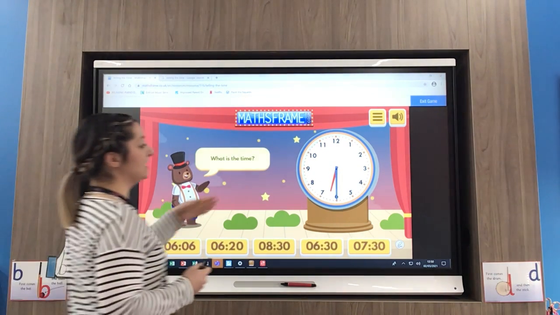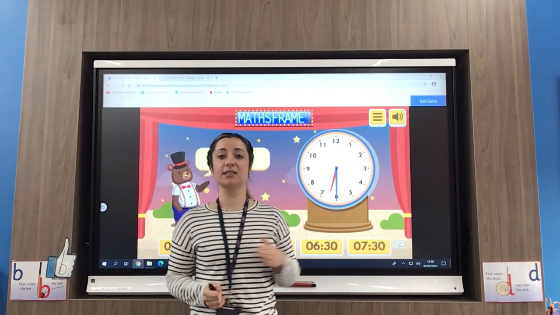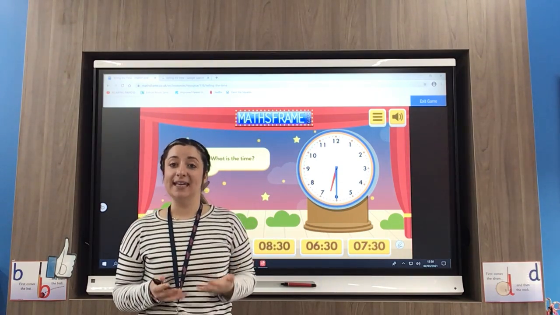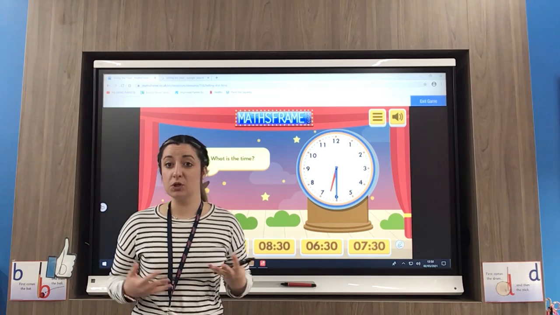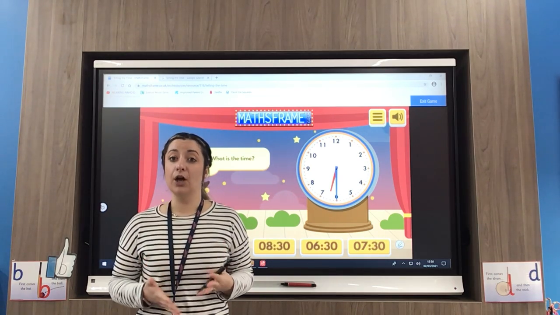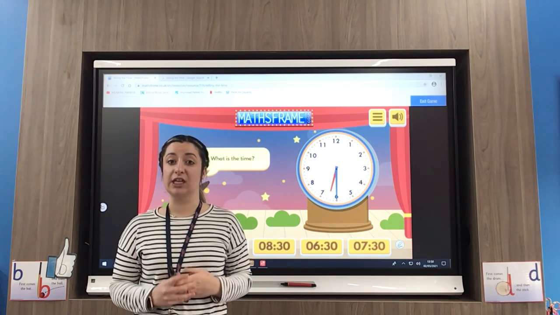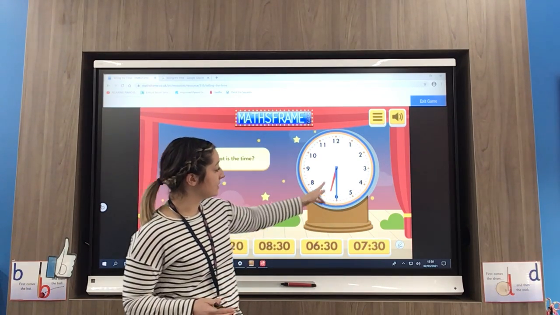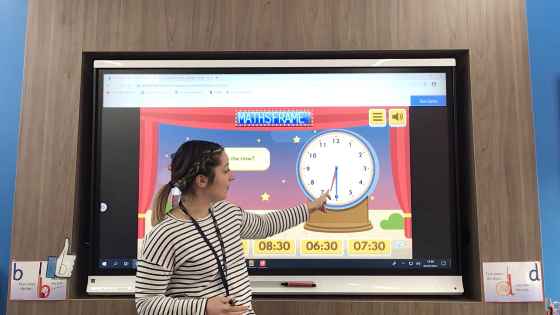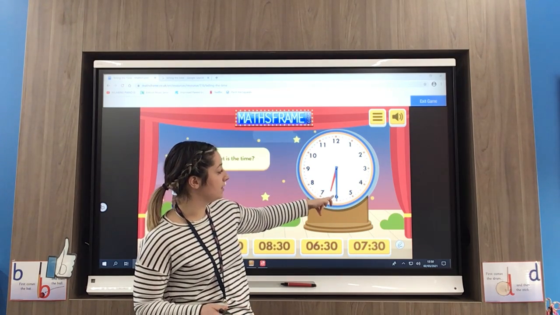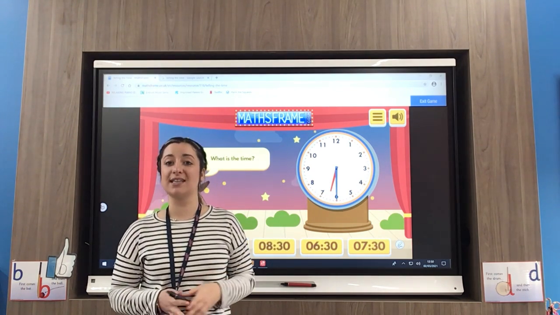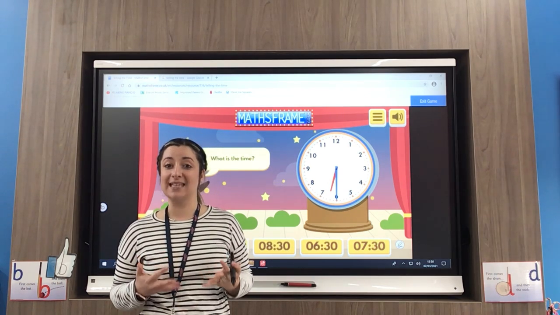Now when our minute hand is pointing right down to the 6, we don't actually need to be counting our 5-minute intervals because we know we are halfway through the hour, so we call it half past when the minute hand is pointing to the 6. So this is half past and the hour hand has just gone past the number 6. It's not quite got to the 7, so the time is 6:30.